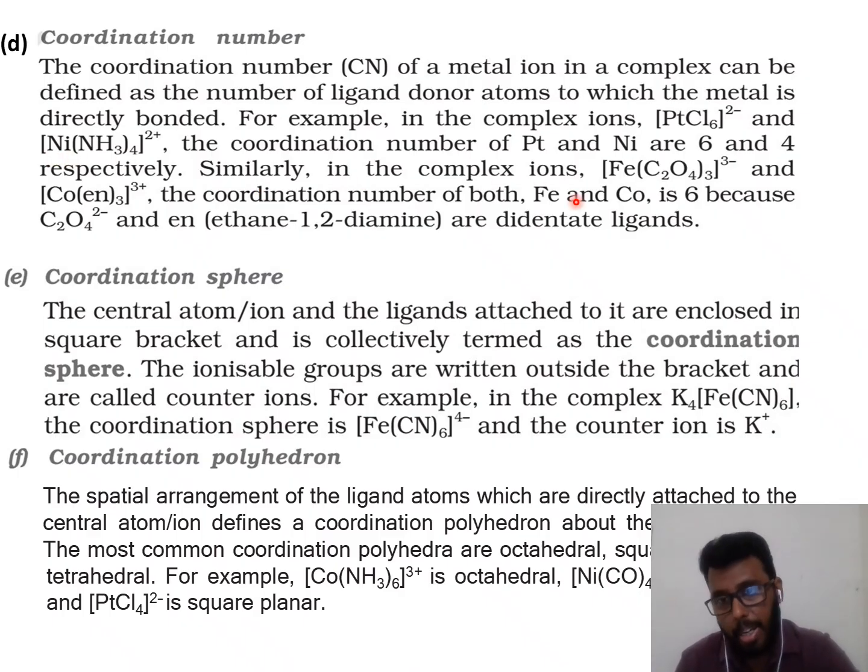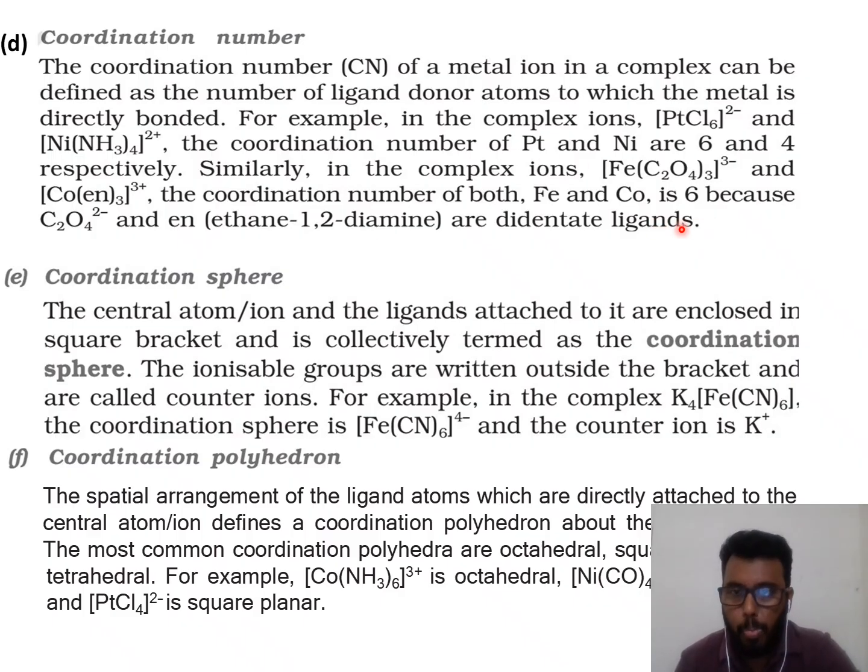Similarly, let's take another example, the complex ion Fe(C2O4)3. Do you know what C2O4 is? This is an oxalate ligand. So you have 3 oxalate ligands attached to the metal ion. So the coordination number will be 3. And similarly, Co(en)3. En means ethylenediamine, a bidentate ligand. So the coordination number of both iron and cobalt is 6.